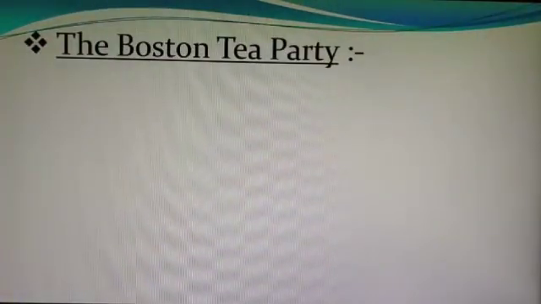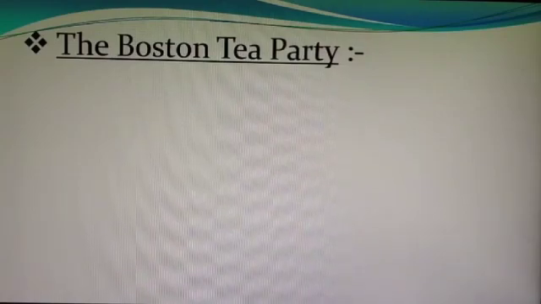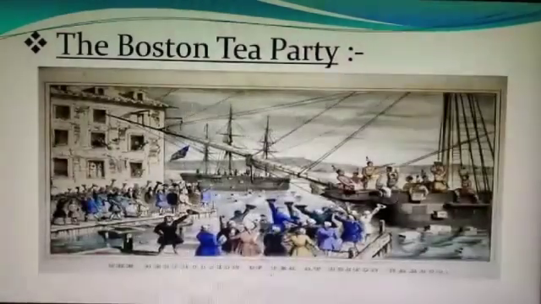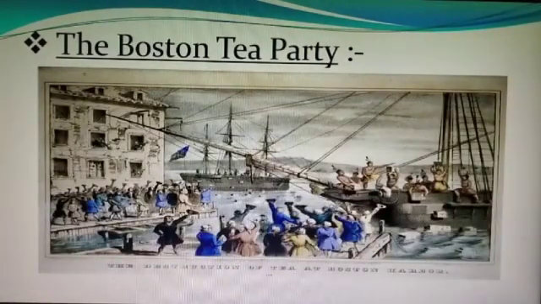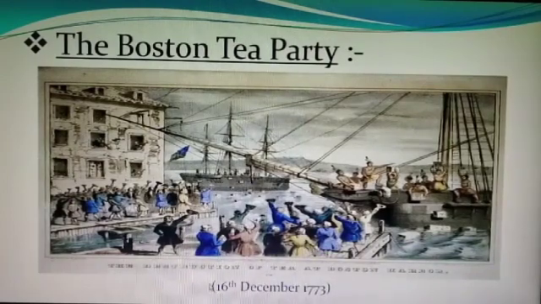The next is the Boston Tea Party. This is a very important event that took place in America. Now identify this picture. This is also given in your book. And you see this event took place when? It is on 16th December 1773.